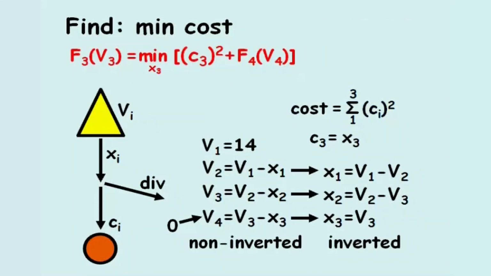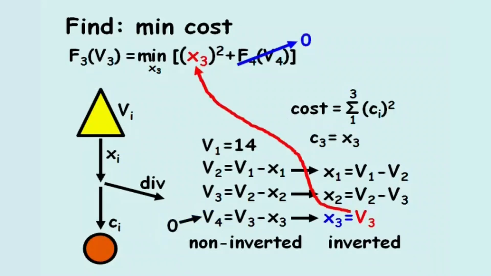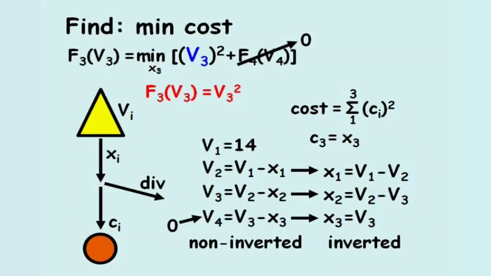For i equals 3, we know the flow to the city, C3, equals the release from the reservoir, X3. Since the final volume equals 0, there is no cost associated with the final state, V4. From our state dynamics equations, we know X3 equals V3, which means the optimal objective function value for V3 equals the volume of water in the reservoir at the beginning of stage 3, V3 squared.